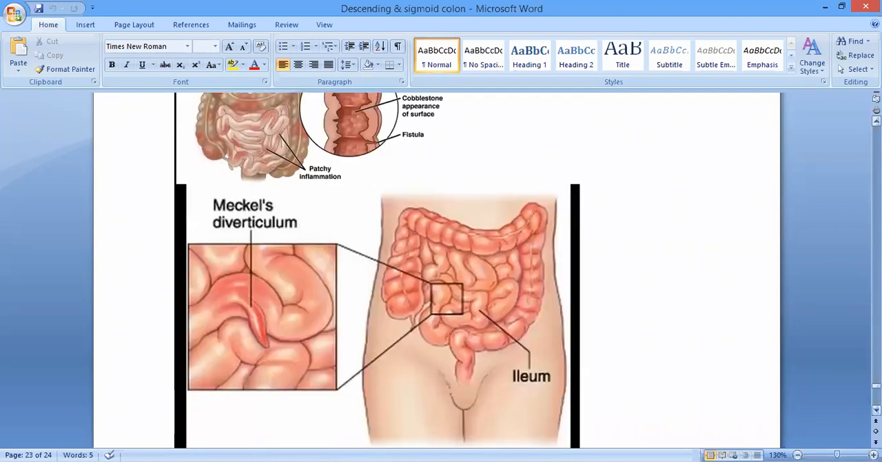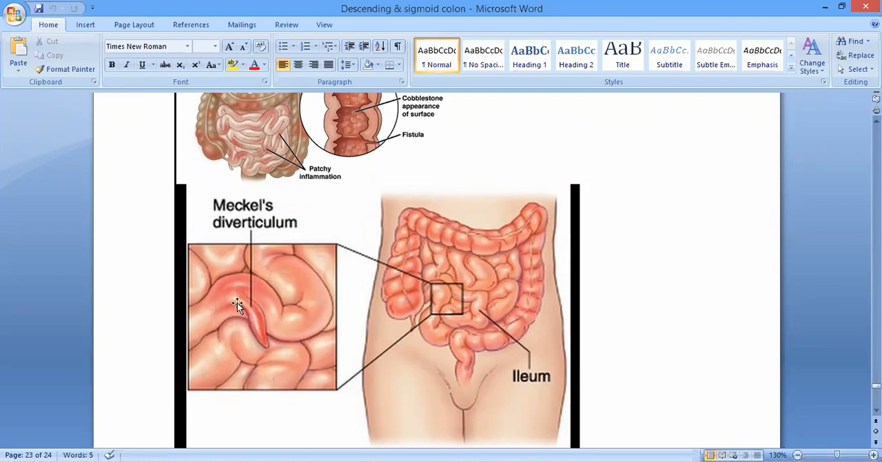Okay, there is another condition. Along the small intestine, near the ileocecal junction, you will come across a congenital anomaly called Meckel's diverticulum. I have told you what a diverticulum is. What is a diverticulum? A blind tube-like structure extending from a cavity. So this is Meckel's diverticulum, a common congenital anomaly of the small intestine.